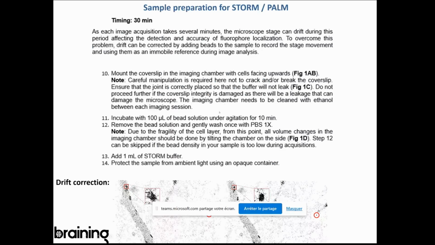And just before imaging your cells, you need to add a bead, a fluorescent bead, which is of size 100 nanometer. And as you can see here on this image, after a reconstruction of your image, these beads are actually very useful to help to correct the drift that can happen during the acquisition of the 30,000 frames, because it takes a lot of time to acquire these. It takes several tens of minutes. So most of the time we have a drift in the image. So you can correct this drift thanks to these beads.